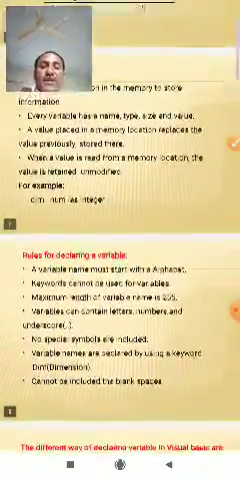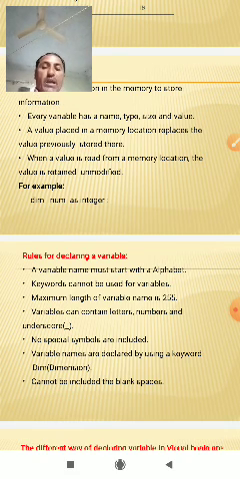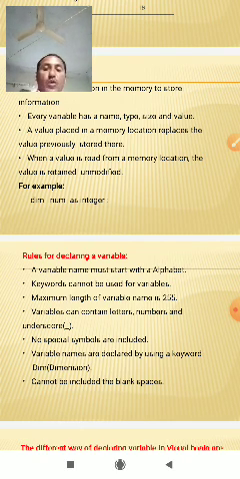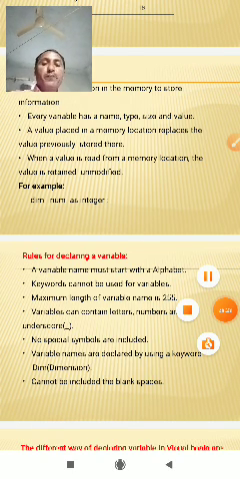Rules of declaration for variables. A variable name must start with an alphabetic character. Keywords cannot be used for variables. The maximum length of a variable name is 255. A variable can contain letters, numbers or underscores, with no spaces or special symbols. Variable names are declared using the keyword Dim and cannot include blank spaces.